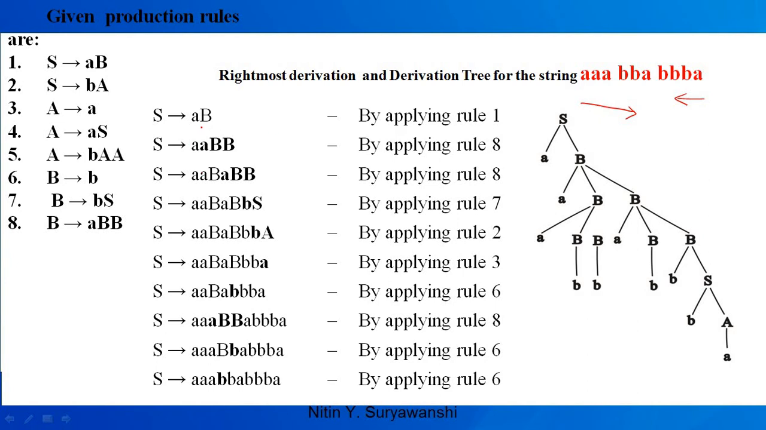So B is replaced with aB by rule number 8. Then here also on this B rule number 8 is applied. Again for this one rule number 7 is applied. Then for this one rule number 2 is applied, and for this again rule number 3 is applied here. Then we have replaced this one by using rule number 6, and then again this one is the last B.